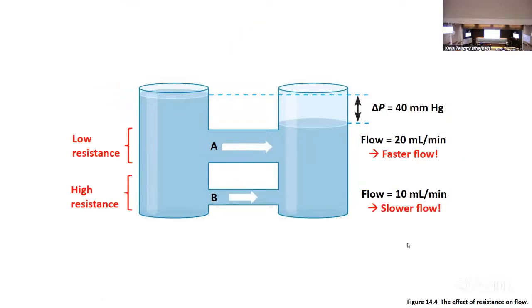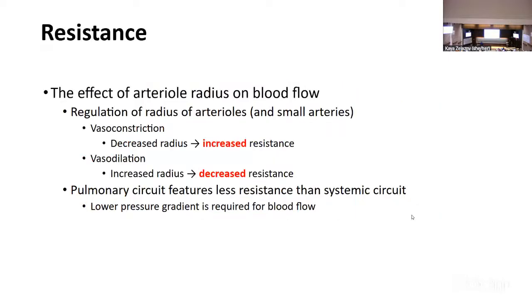All right. So we got our low resistance for A, and we got this higher resistance in B because of that narrower radius, meaning we end up with a slower flow. Okay. So this is ultimately in your body going to be driven primarily by your arterioles.